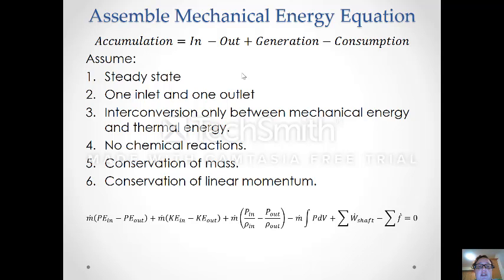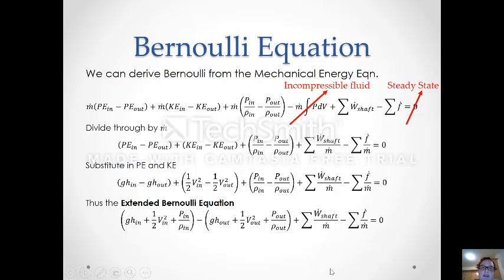And so we're dealing with conservation of mass and conservation of linear momentum, and we end up with this equation down here that is pretty much saying this is your potential energy change, this is your kinetic energy change, this is your work due to pressure energy change, this is your change in shaft work, this is your change in friction, and this is your compressibility change. Note all of them have the m dot out there, and so we can adjust that as such.